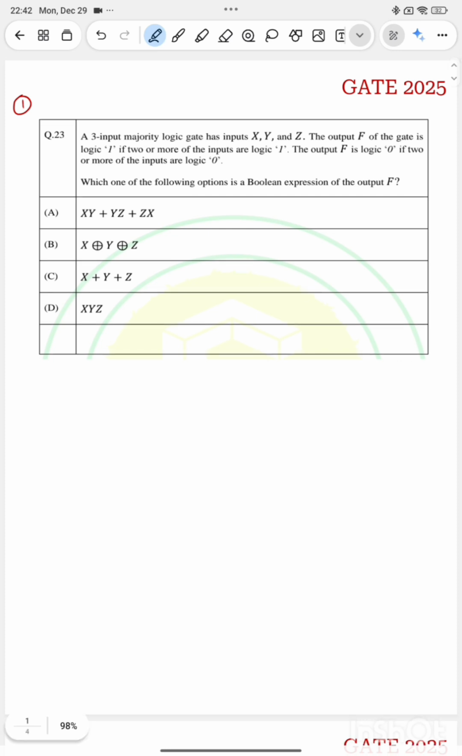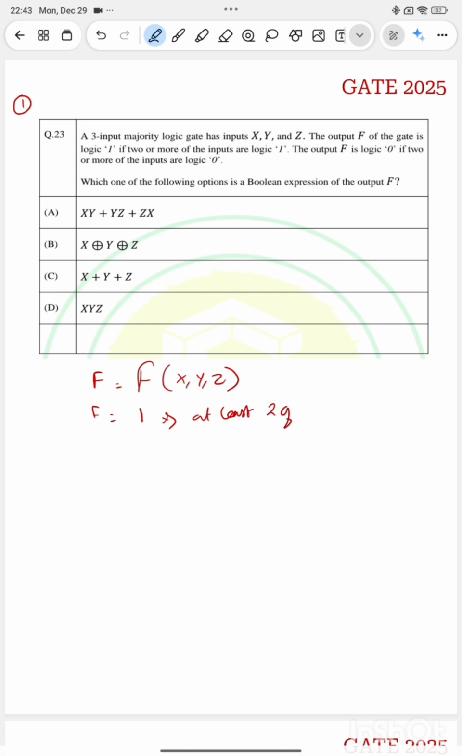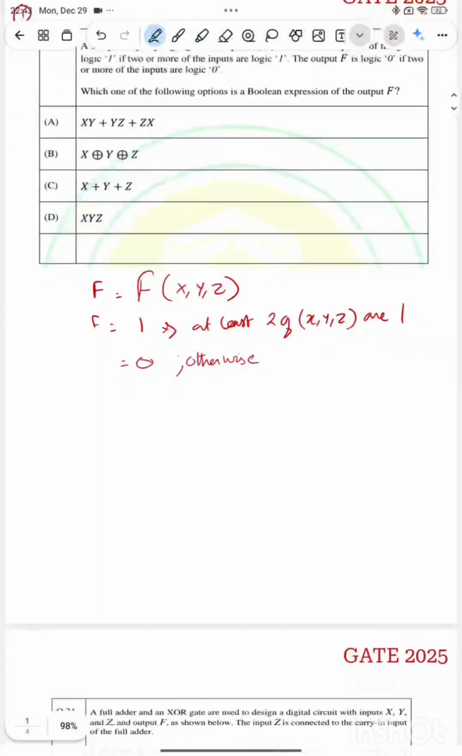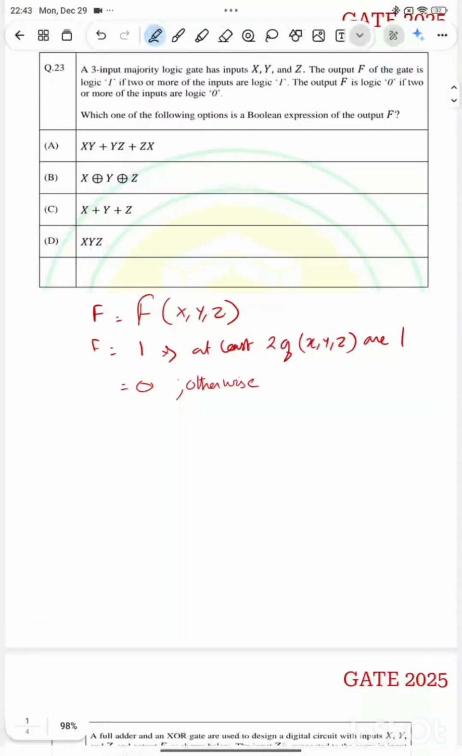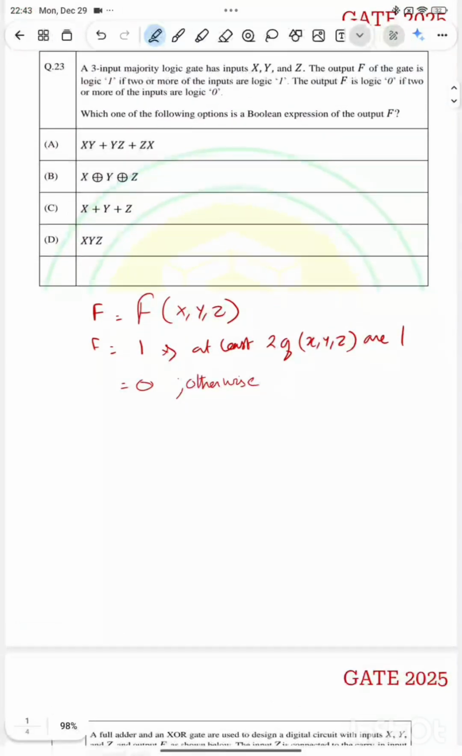So the question is like, I have a Boolean function f which is a function of x, y and z, okay, and given f will be equal to 1 when at least 2 of x, y, z are 1, okay, and otherwise it will be 0. Fine. So how to find the function f? So we know it's a function of x, y, z. So we can directly draw the K-map of this function.